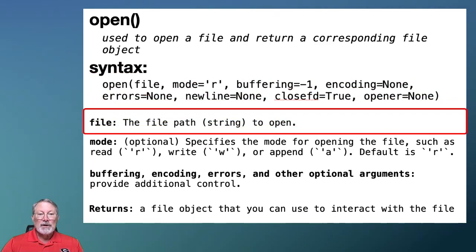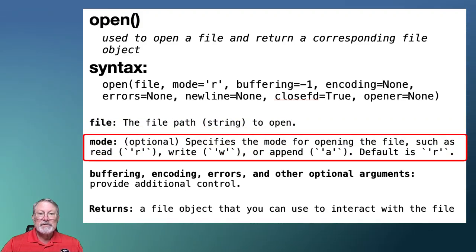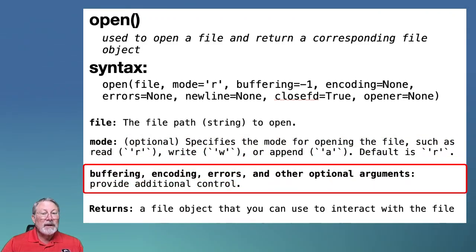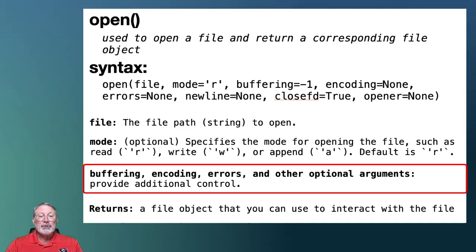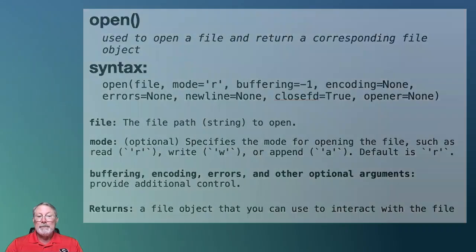The file argument would be the name or path of the file that you want to open. The mode argument specifies the mode for opening the file, such as read, write, or append. The default is read. Buffering, encoding, errors, and other optional arguments provide additional control. The function returns a file object that you can use to interact with the file.